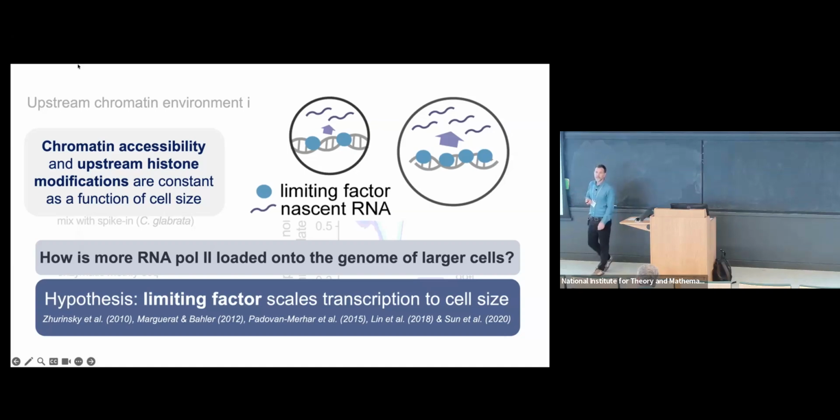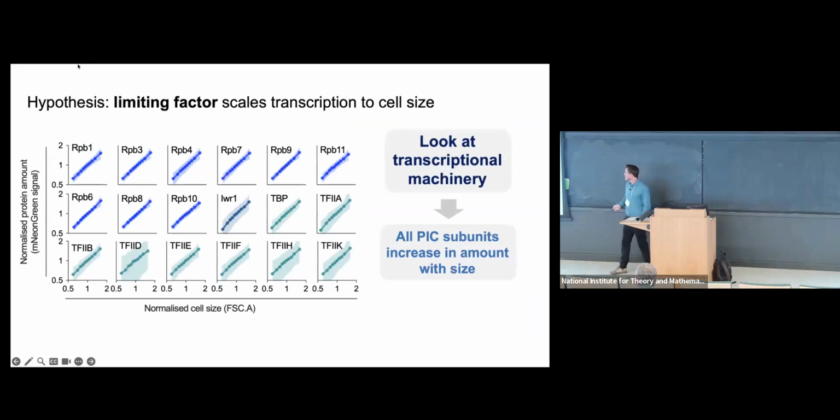Just to clarify, is nucleus size proportional to cell size? Yeah, roughly. So all of this stuff is going on in the nucleus, which, in budding yeast growing in these conditions, is about 6% of the volume of the cell.